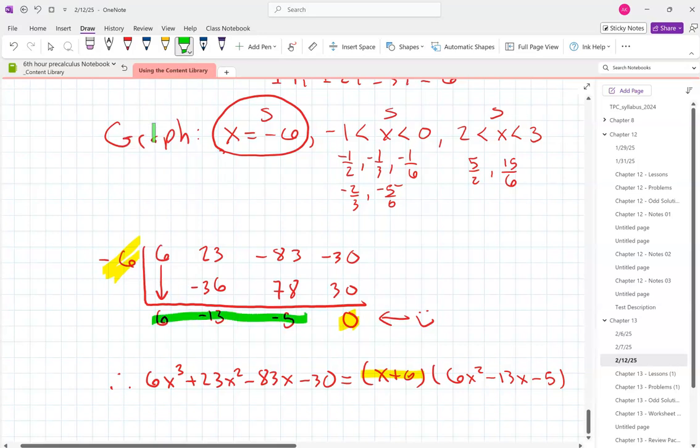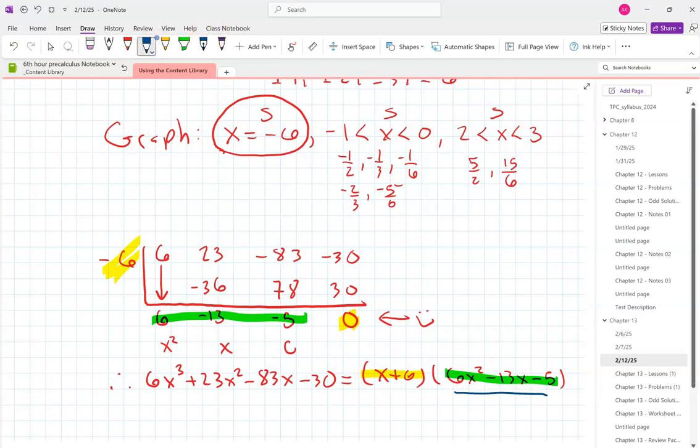Remember, that's the numbers here. That's my quotient: my constant, my x coefficient, my x squared coefficient. Everybody feels so far so good? If I look at this polynomial now, I notice, wait a second, that's quadratic, right?